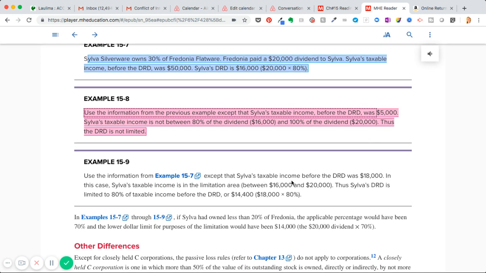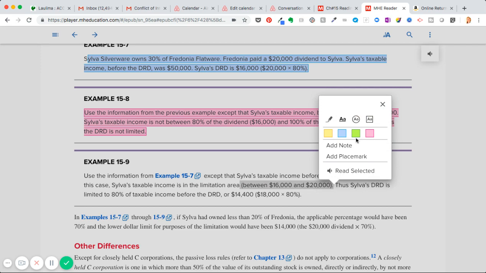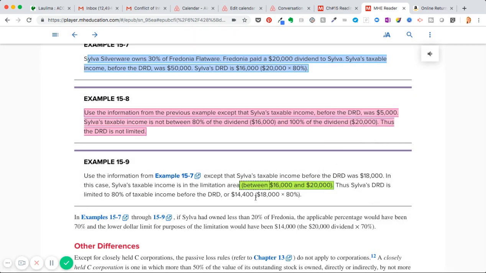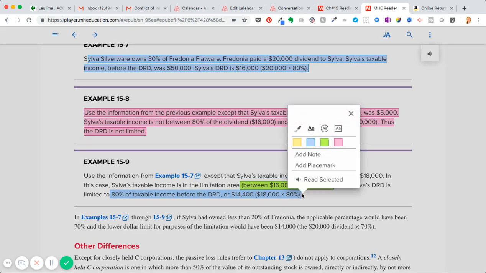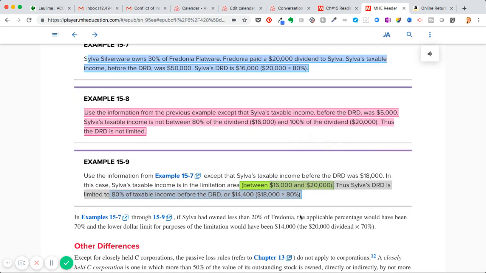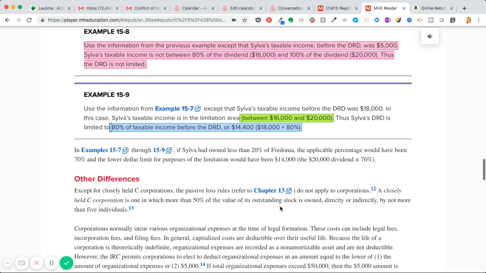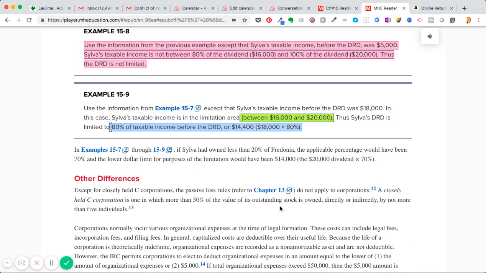So this time, Silva's taxable income before the DRD was $18,000. In this case, Silva's taxable income is in the limitation area between $16,000 and $20,000. And therefore, Silva's DRD is limited to 80% of taxable income before the DRD, which is 18,000 times 80%. And in that case, it applies. So those are some good, simple examples that explain this.